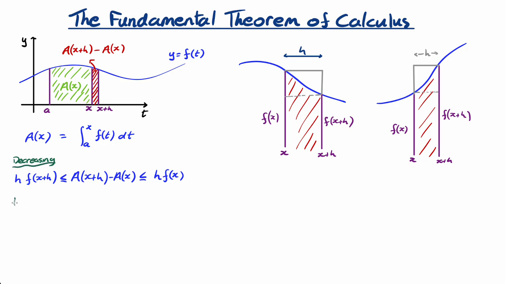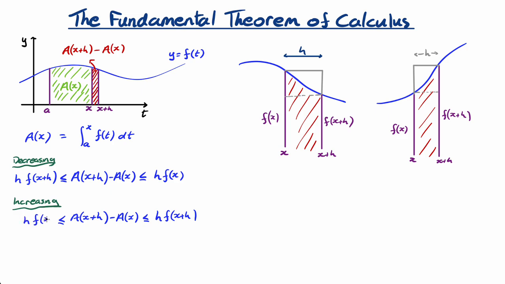And then for increasing, we're going to have something similar, but it's going to be A of x plus h minus A of x, that's our red area again, is less than or equal to, now the small one is h times f of x, and the big one is h times f of x plus h. So it's less than h times f of x plus h, and greater than the small one, which is h times f of x.